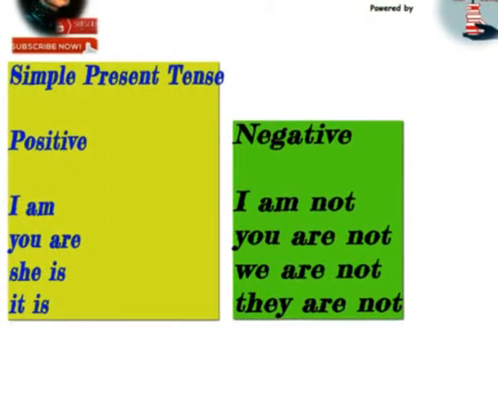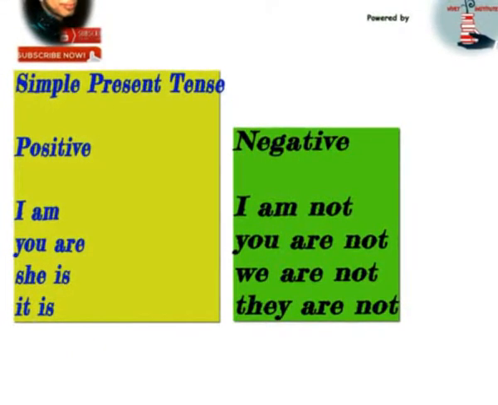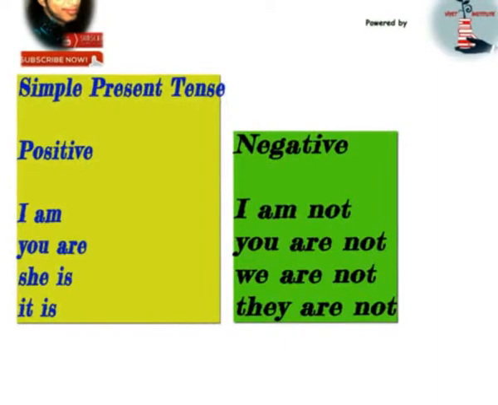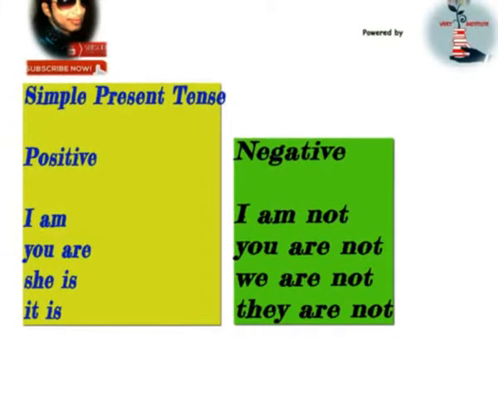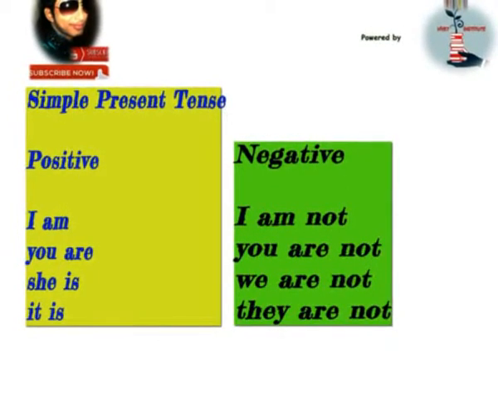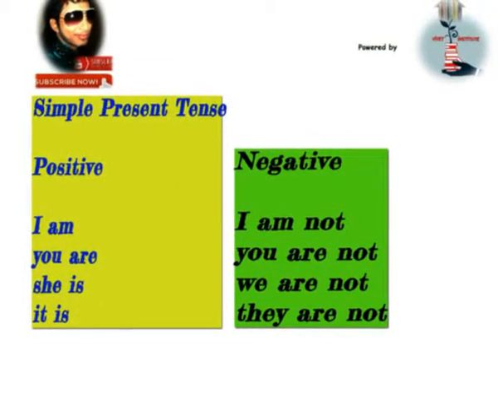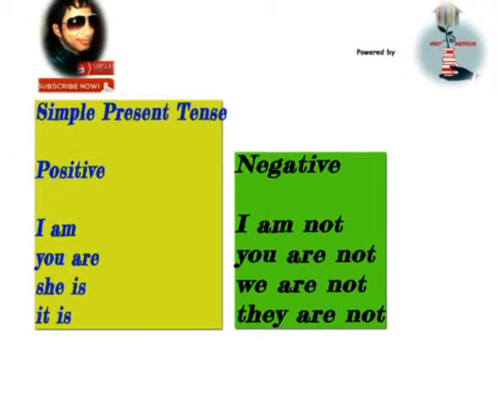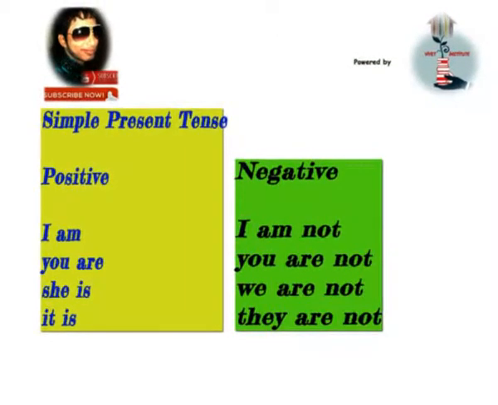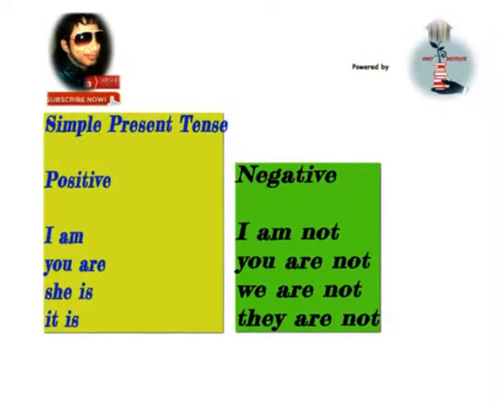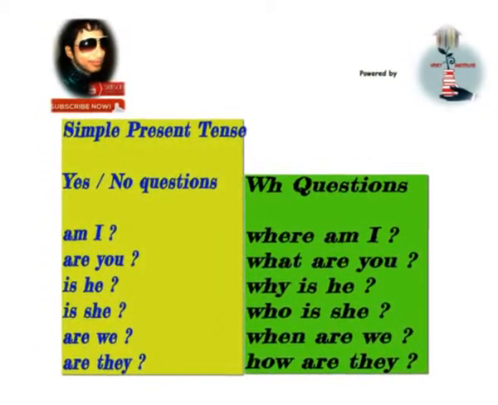Now what is a positive and a negative? You can look: I am, you are, she is, it is, he is. All are positive, where no negative word is used. If any negative word is added to this positive sentence, it becomes a negative present tense sentence, like I am not, you are not, we are not, they are not. Now a normal example: I am Ramesh, I am not Ramesh. So that is exactly the negative. You just have to add one negative word to make a positive sentence into a negative sentence.